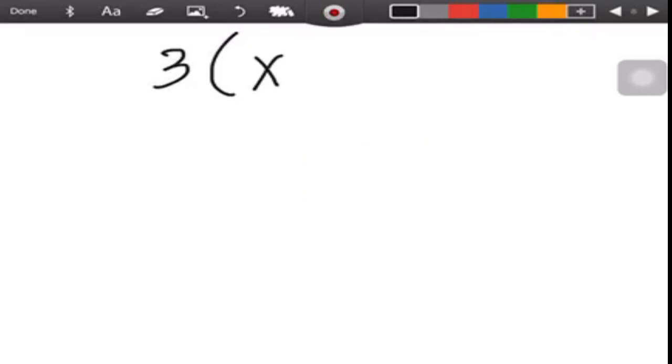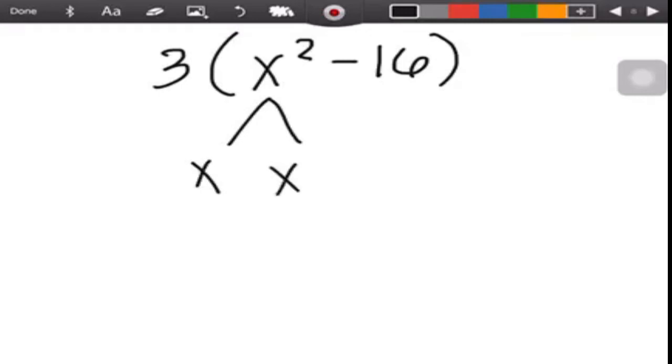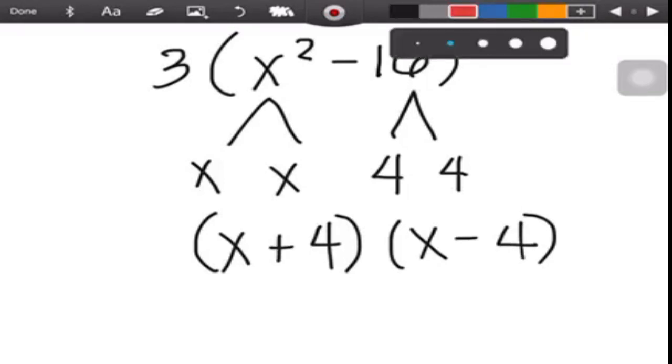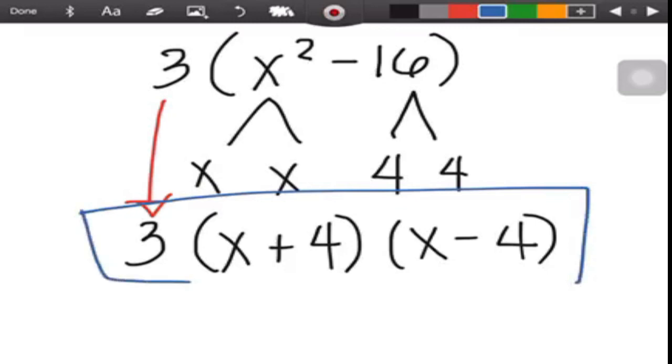Next, we need to factor it completely. So, the factors of x squared are x times x. The factors of 16 are 4 times 4. And then, two parentheses, write the factors of the first term in both parentheses. And then 4 and 4, plus, minus. And then, don't forget to write your remaining factor 3. So, here is the final answer for this example.